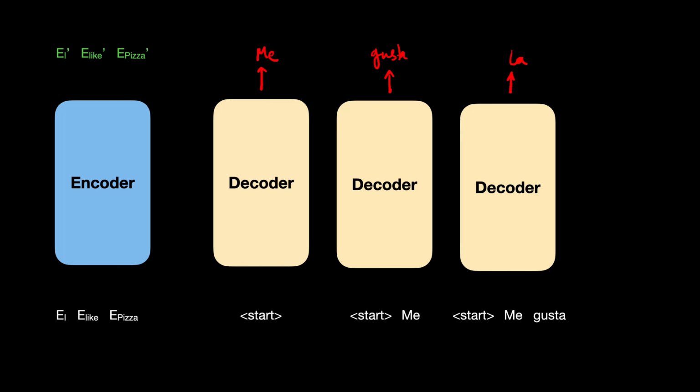Because in inference, I only pass the previously predicted words in the input. I don't know the future words. To make the prediction for my second word, I only pass the previously predicted word, that is "me". To make the prediction for my third word, I only pass the previously predicted words, that is "me" and "gusta". I am not passing the future words because I don't have access to those future words during inference.